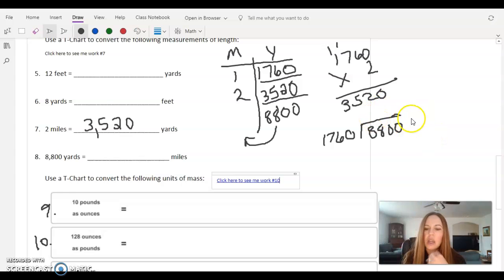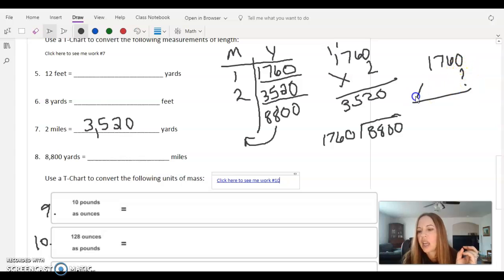So let's do the opposite. Let's figure out what we would have to multiply by 1,760 in order to get 8,800. So we obviously know it's not 2 because we already did that. So it's going to be something a little more, maybe 3, 4, 5. Okay, so try some different multiplication, some multiples, and see which one is 8,800. All right.